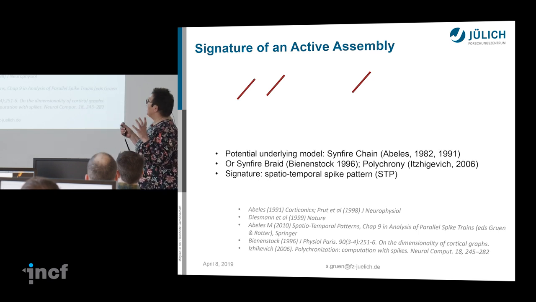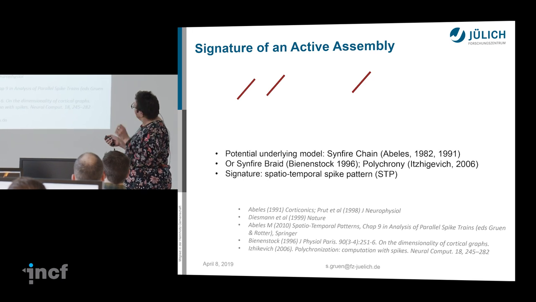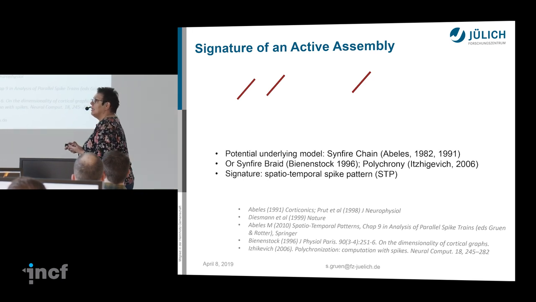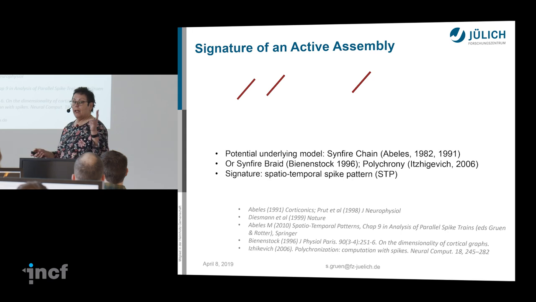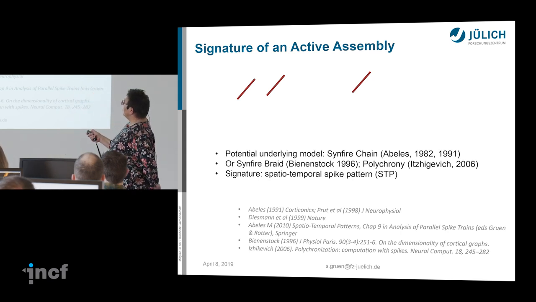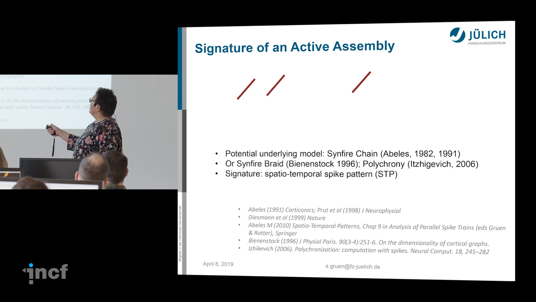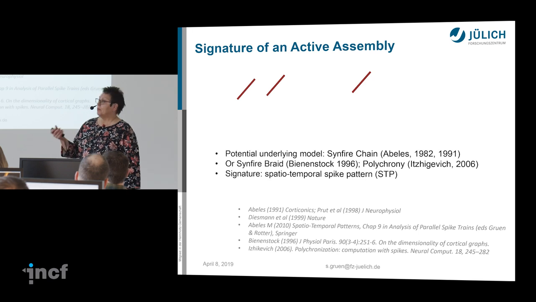I should have brought this figure much earlier. So why would I expect to get spatiotemporal patterns? If you think that a cell assembly is somehow organized as a synfire chain, so Moshe Abeles invented this concept, '82 and '91, there are two books which we have here as well. The idea is the following. Given the connectivity we find in the anatomy of the cortex, you have a high divergence from individual neurons to other ones, and each neuron is receiving a lot of convergence from different neurons.